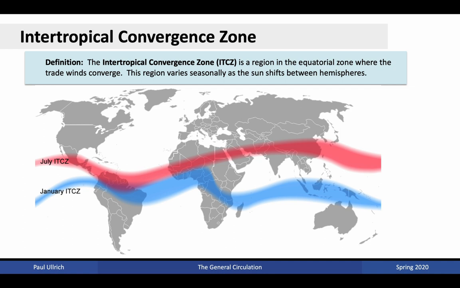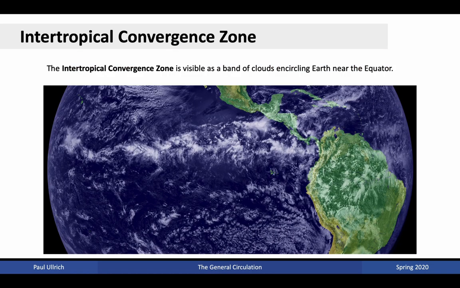That is, air tends to come together in the near surface and rise within this region. Namely, as air converges from the northern and southern hemispheres, it has nowhere to go but up. Consequently, this is a major driver in the rising motion that exists in this region. The intertropical convergence zone, because it's associated with strong rising motion, can also be visible as a band of clouds that encircle the Earth near the equator. These are regions of vigorous deep convection.